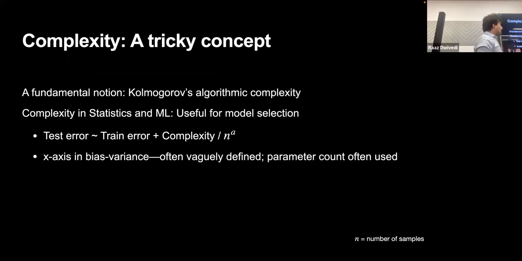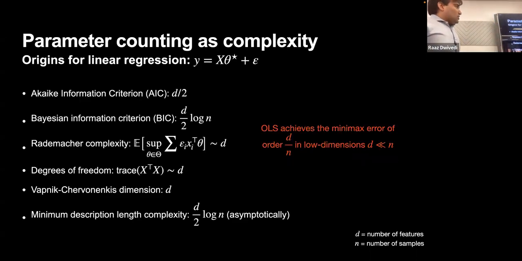In statistics and machine learning, the way people use complexity is basically they want to write test error bounded by training error plus some notion of complexity divided by sample size. And that's what our point was in these bias-variance trade-off curves: the x-axis is usually not well defined, often vaguely defined, and typically the literature uses parameter count. So one might ask, why do we use parameter count?